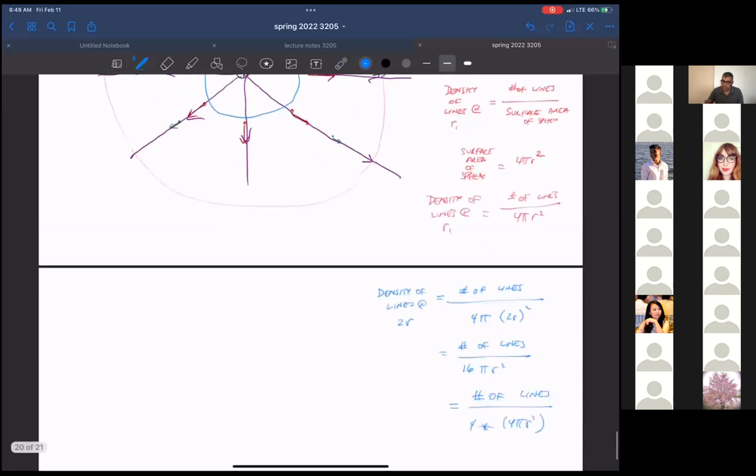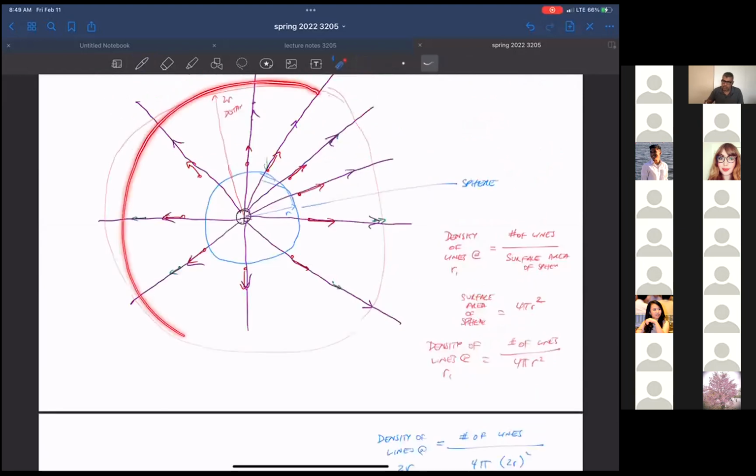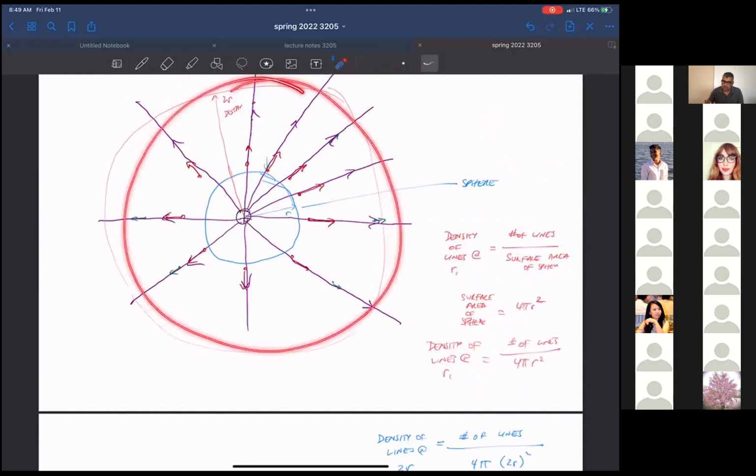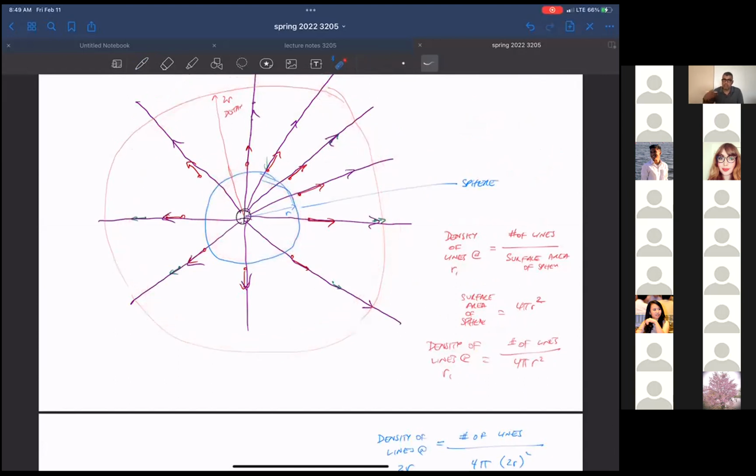So when I went twice as far out as this guy, the density of the lines dropped by 4 times as much. So we dropped by 1 over r squared, okay? Which is the effect we expect to see on the strength of the electric field dropping by 1 over r squared.